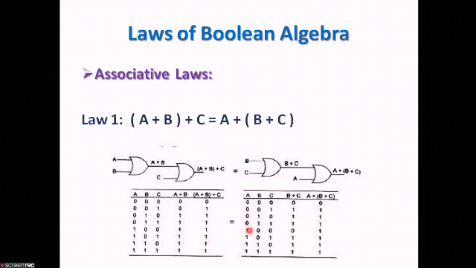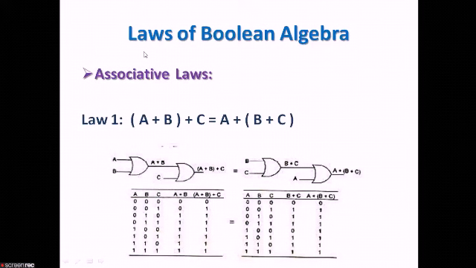Next case is 1 0 0: the output in case of b plus c is 0, in case of a plus in brackets b plus c is 1. Next case is 1 0 1: the output is 1 and the other output is also 1. Next case is 1 1 0: the output is 1 and here also the output is 1. Last combination is 1 1 1: the output in case of b plus c is 1, and in the case of a plus in brackets b plus c is 1.